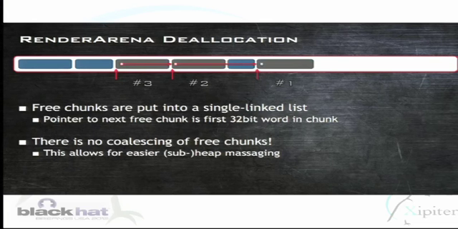Deallocation works the same way. The last block you free becomes the first in the list, then the second block is freed, then the third, which means you'll end up with this linked list. The first 4 bytes of every free chunk are a pointer to the next free chunk in this linked list. And there's no coalescing of free chunks. If there are 2 neighboring free chunks, there are still going to be chunks of that specific size, so they're never going to change size. That's great for us because we don't have to worry about coalescing, and it's easier to massage the heap. So that's how the RenderArena works, and I'm going to get back to that later.